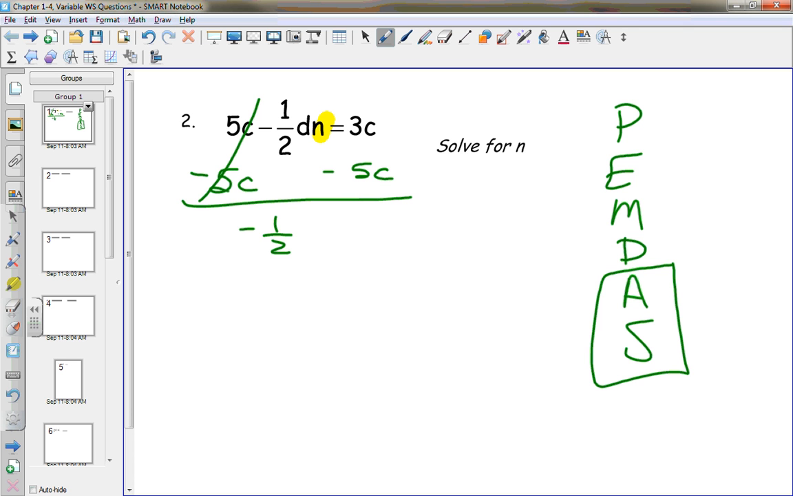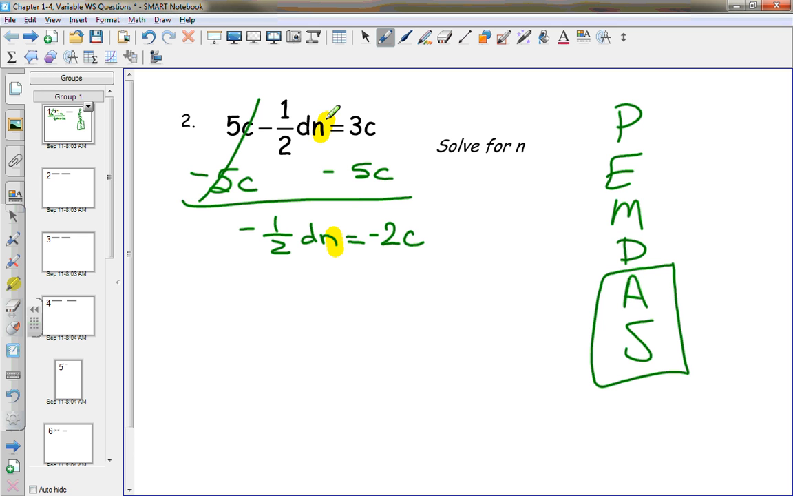So negative 1/2 dN is equal to negative 2C. Now, what am I solving for? I'm solving for N. So again, I highlight the N and I ask myself, what is attached to the N? The negative 1/2 and the letter D. So I have how many things attached to it? 2 things. Now you tell me, when you see a fraction, what happens to you physically?